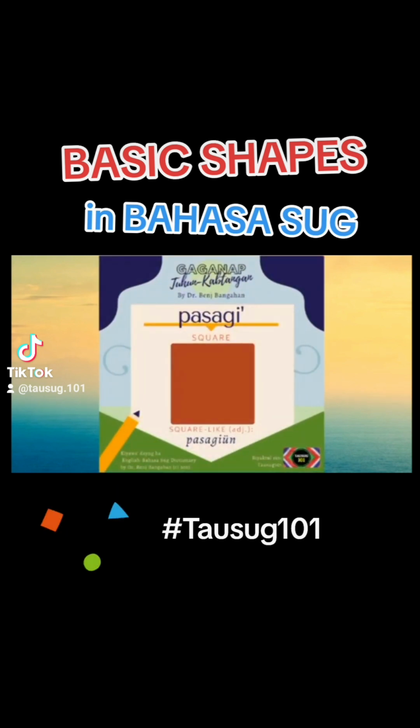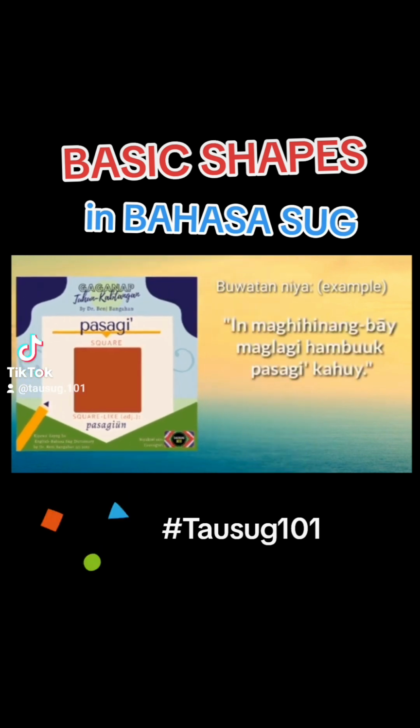Next, we have pasari. In English, square. When using it as an adjective, we say pasariun. An example: in maghihinang bay, maglari hambok pasari kahoy. The carpenter needs a square of wood.